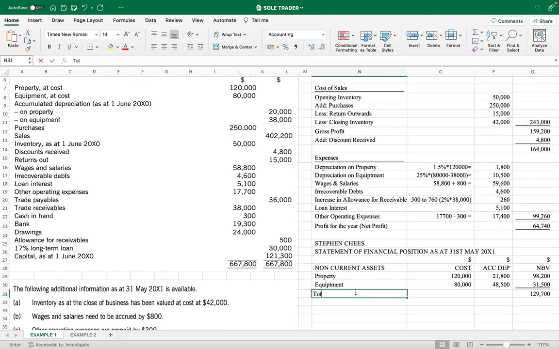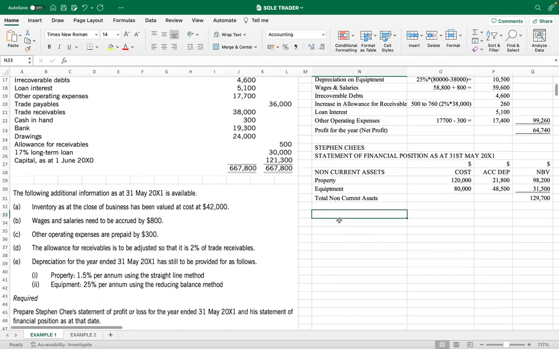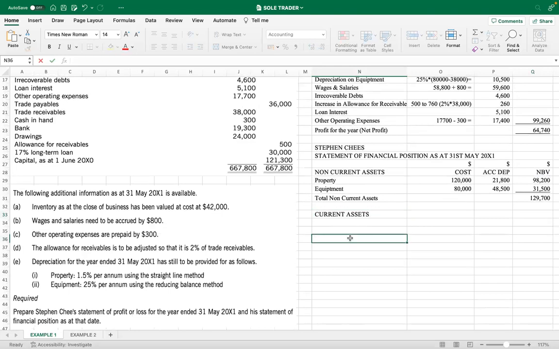129,700. So that is total non-current assets. Well, now, once you have looked at non-current assets, you now go and list all your current assets. Current assets are normally listed in the order of liquidity, from the least liquid to the most liquid. So the least liquid asset is inventory.